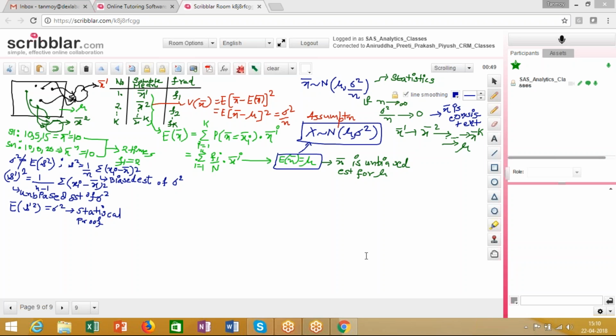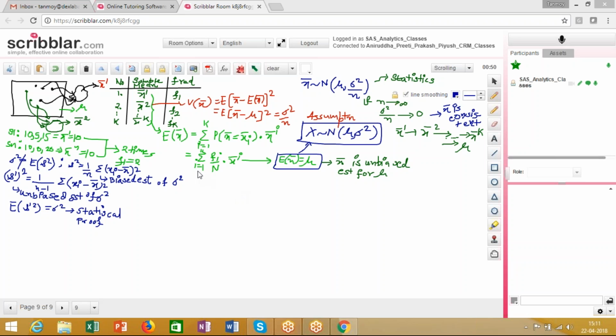No, Anirudh, this is not a degree of freedom. The degree of freedom will come when we are discussing testing of hypothesis. So this is just the formula: 1 by n minus 1, where n is the number of observations.